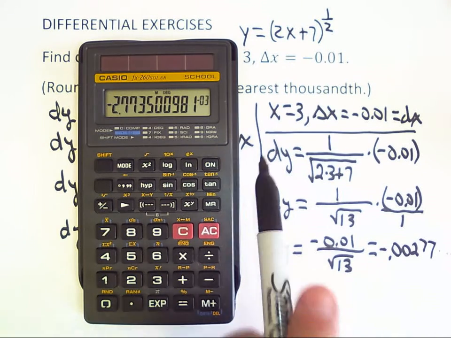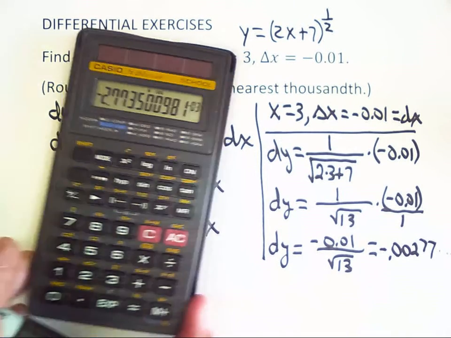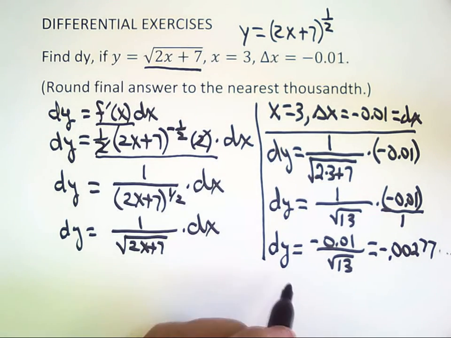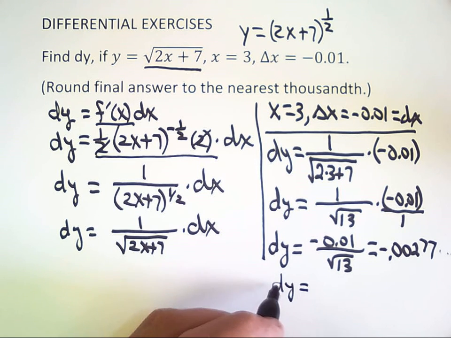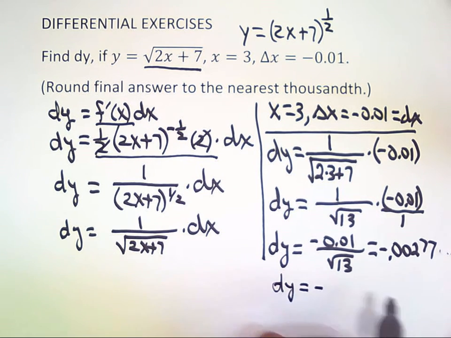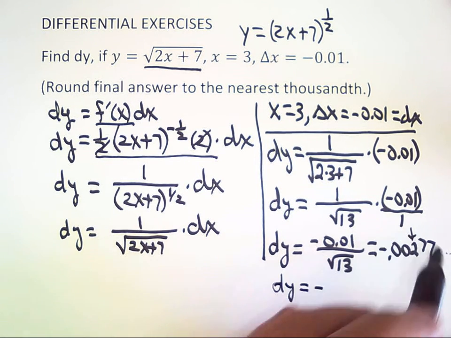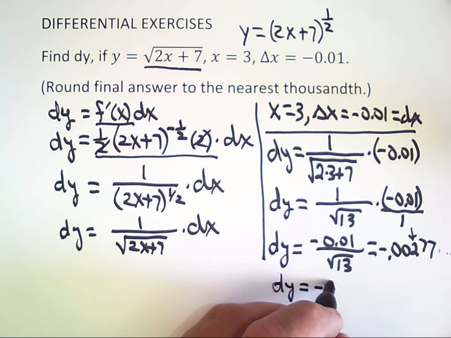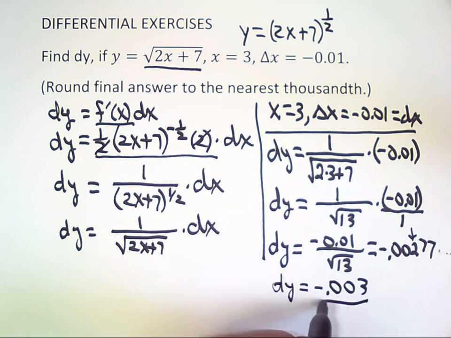But the problem says to round the number to the nearest thousandth, the final answer. So I want to take that answer I have and round it to the thousandth place. So that would take it up to 003. So to the nearest thousandth, the differential dy would be negative 0.003.